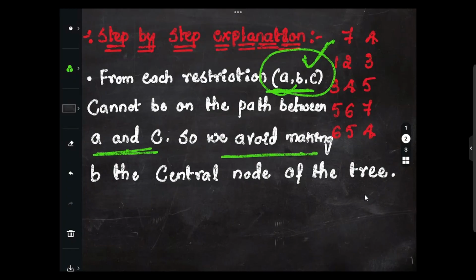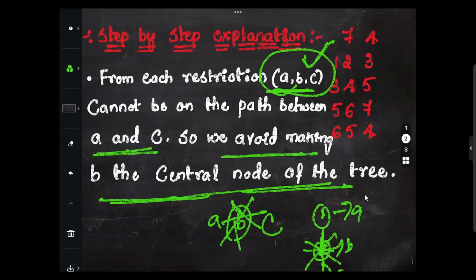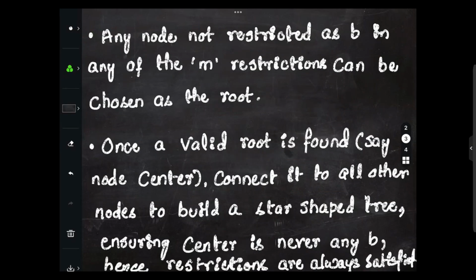So we will avoid making B the central node of the tree. This one is A, this one is the central node. We will avoid this, right? Suppose this is B, and this is C. So we will avoid making B the central node of the tree. I hope this part is completely clear, right? Let's move on with the next step here.